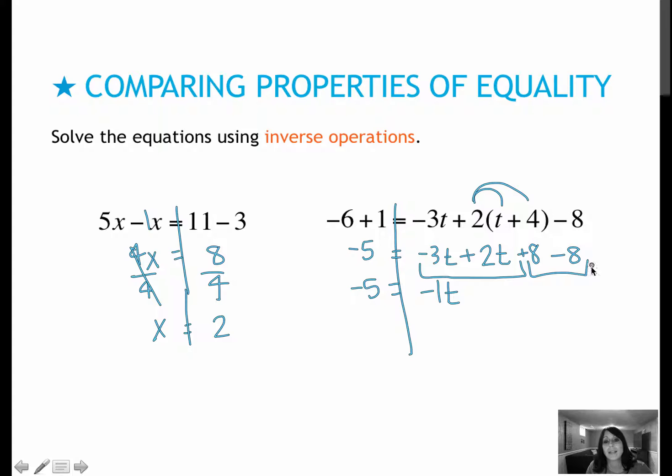The minus 8 and plus 8 combine together to get 0, and so instead of writing plus 0, I'm just going to leave it just like this. But I'm trying to find out what positive 1t is, and so I'm going to divide by a negative 1 to find out that positive t is equal to positive 5.